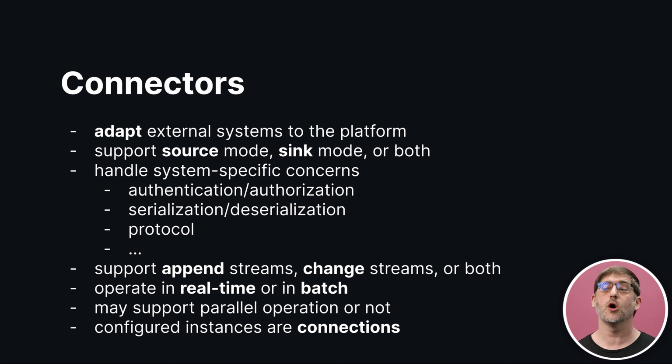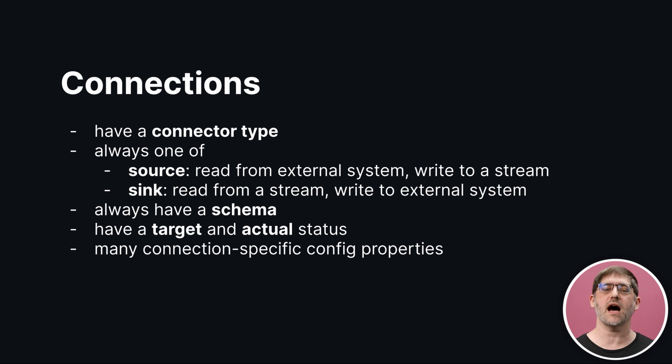We call configured instances of these connectors connections. And so connections always have a connector type. You might have a Postgres connection or a Kafka connection. The connection itself is always either a source or a sink. Again, sources are reading from external systems and they write to a stream inside of the platform. And on the output side, the sink side, they read from a stream and they write to that external system.